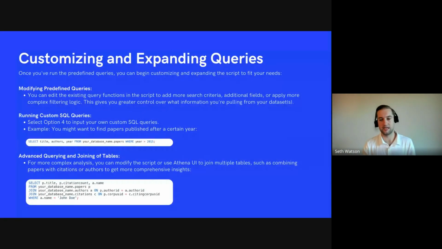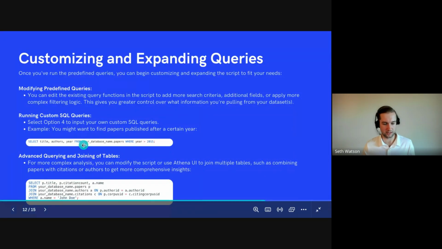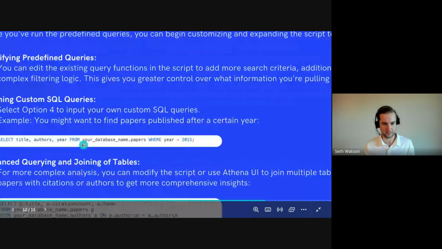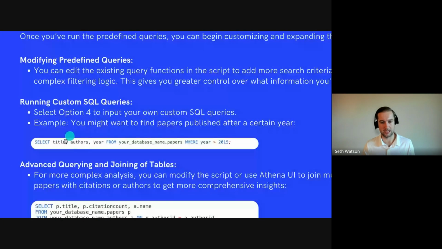Now, I want to highlight for option 4, inside of the terminal, you can also run a custom query. Here I'm selecting option 4, and then I'm writing out this query, which says select the title, authors, and year from whatever table I'm working on, assuming that those fields are present in that table, where the year is greater than 2015. So you can see you can run custom queries and really filter out the papers that you want.